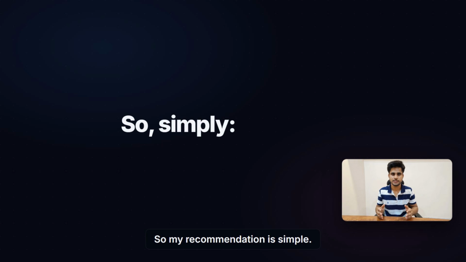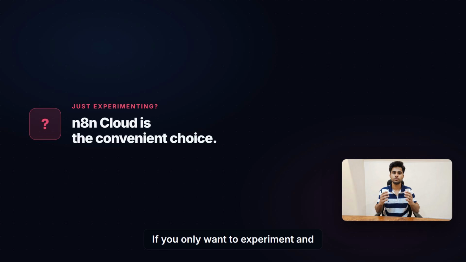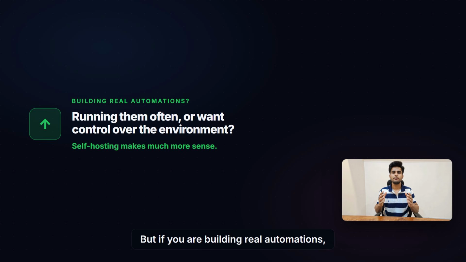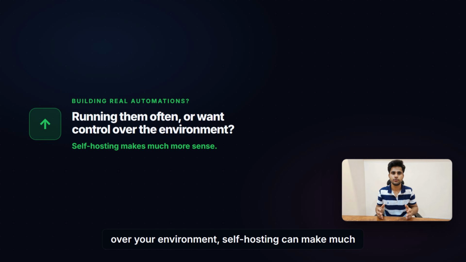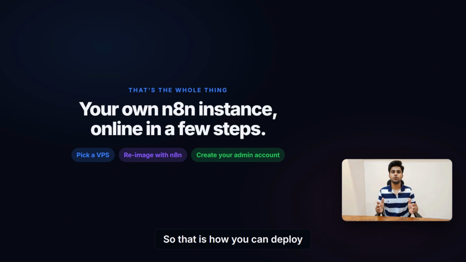So my recommendation is simple. If you only want to experiment and do not want to manage anything, n8n Cloud is convenient. But if you are building real automations, running them frequently, or want more control over your environment, self-hosting can make much more sense. So that is how you can deploy your own n8n instance on Bluehost and have it running online in just a few steps.